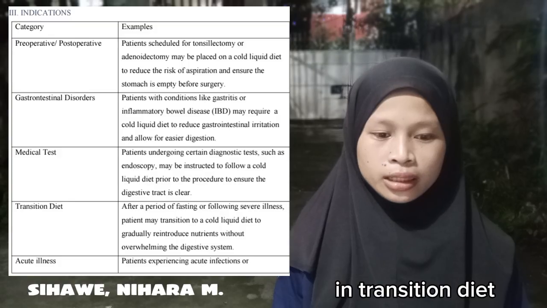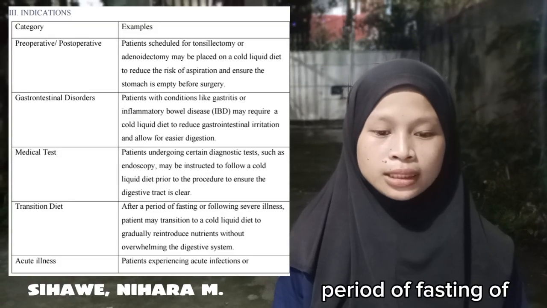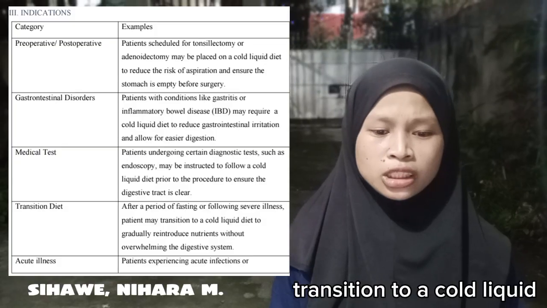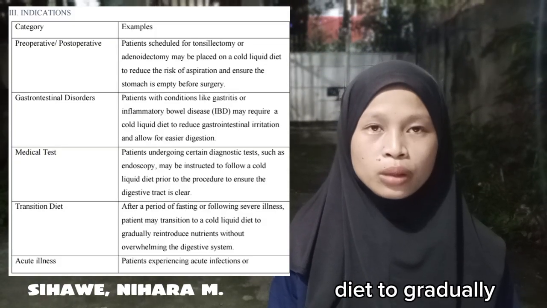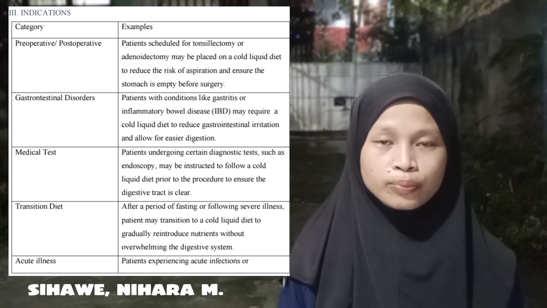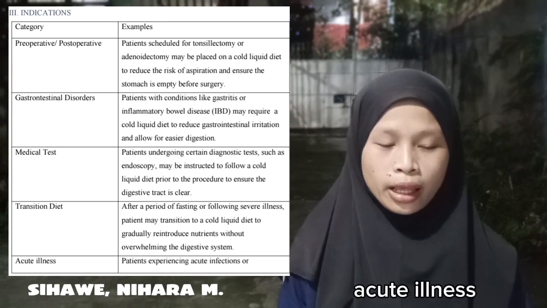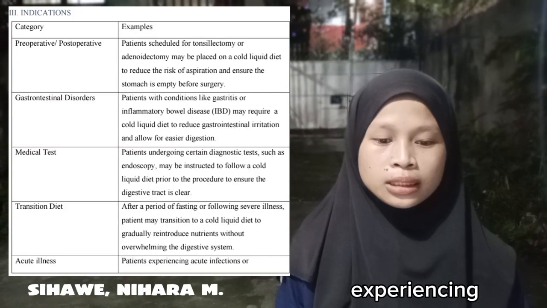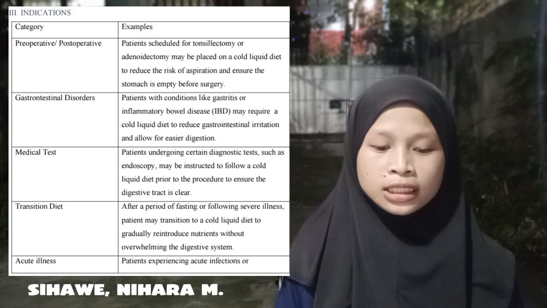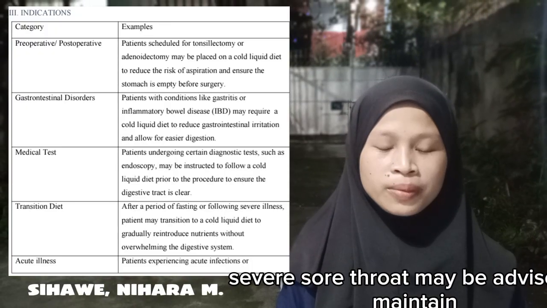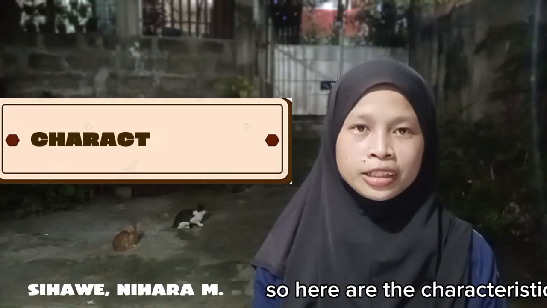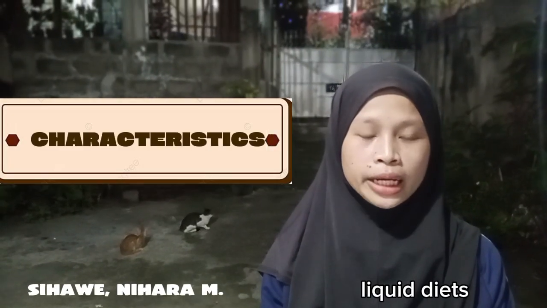In transition diet, after a period of fasting or following severe illnesses, patients may transition to a cold liquid diet to gradually reintroduce nutrients without overwhelming the digestive system. In acute illness, patients experiencing acute infections or illnesses such as flu or severe sore throat may be advised to maintain hydration and comfort. Here are the characteristics of the cold liquid diet.